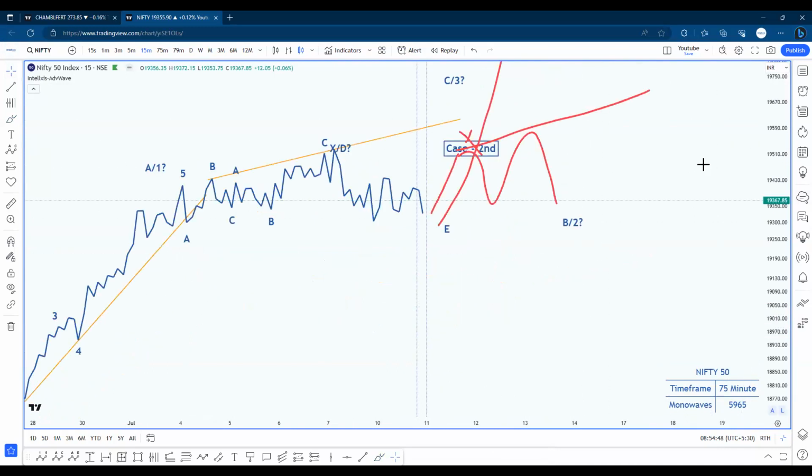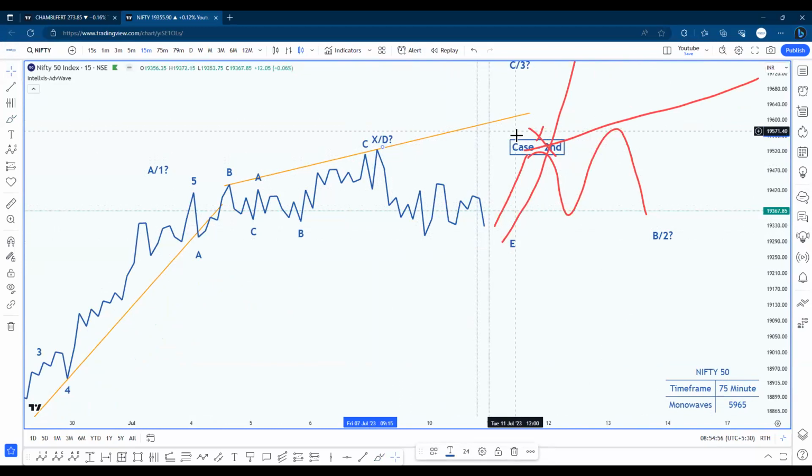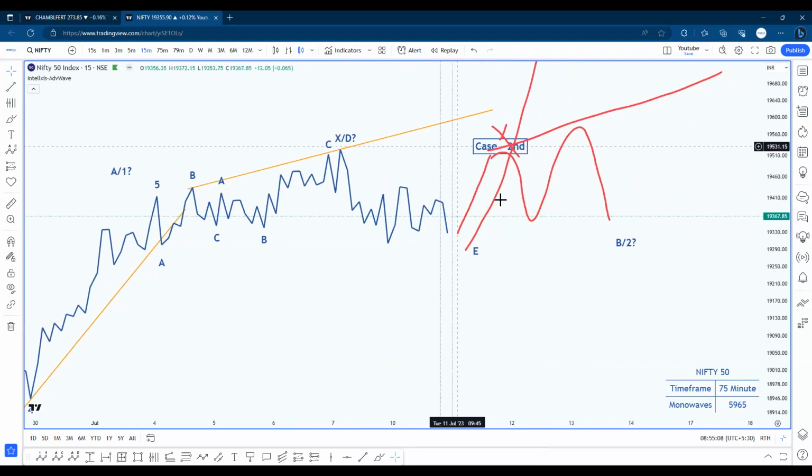Okay. So in both the cases, whether I consider this as an X or D, this is going to continue unless I see the proper confirmation over here. So the one thing is very clear. If it is not in case second, if it does not go above this high, it means the market will continue sideways for some more time.